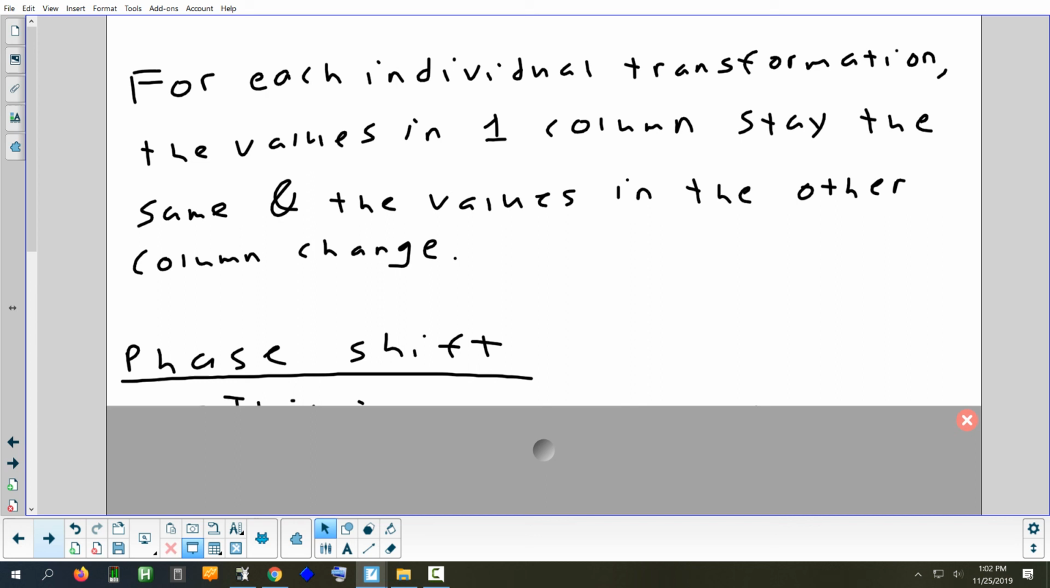All right. So for the rest of the class to finish up, we're going to just practice each transformation. And there's 4. Shifting left and right, shifting up and down. Stretching left and right, stretching up and down. And we'll do a few of each one.